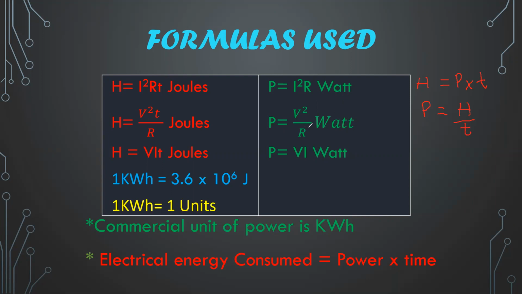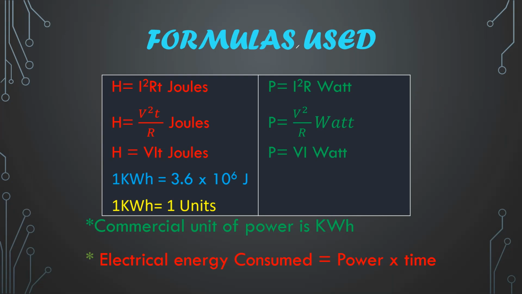Now, next equation, H is equal to V squared T upon R. Dividing by T, we will get the next formula for power. P is equal to V squared upon R. And the last one is H is equal to VIT divided by T. We will get VI. That is, power P is equal to VI.